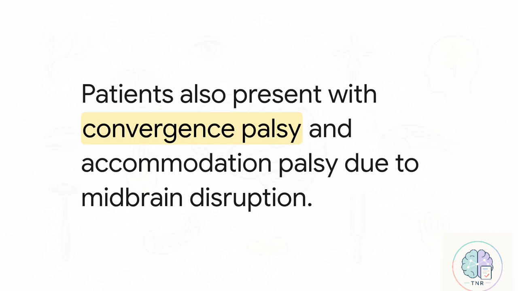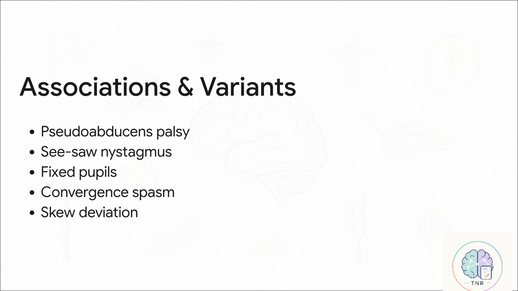You should also be super aware of several less common associations that can pop up alongside the classic signs. Things like pseudo-abducens palsy, seesaw nystagmus, fixed pupils, or a pseudo-Argyll-Robertson pupil, convergent spasm, nystagmus retractorius, and even internuclear ophthalmoplegia, or INO. There are also a couple of specific variants to keep in mind, a unilateral variant called a skew deviation, and the syndrome of the Sylvian aqueduct, which is essentially just Parinaud combined with a down-gaze palsy.